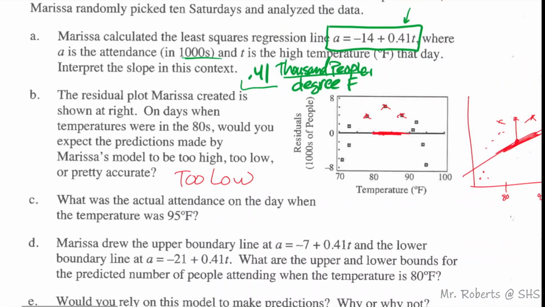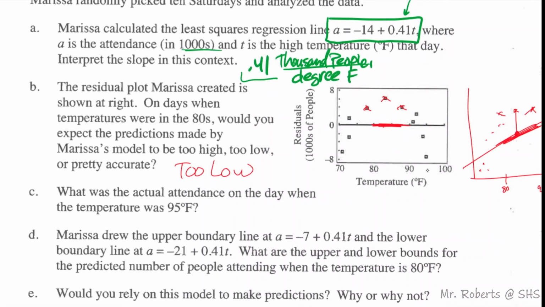Okay, this is going to be tough. 95. Okay. So I'm going to say this data point right here is the 95 degrees. And I know that the residual for that day, I'm going to guess, is -7. I know that the residual for that day is -7. I'm reading it from the residual plot. It's below. So that's the residual.